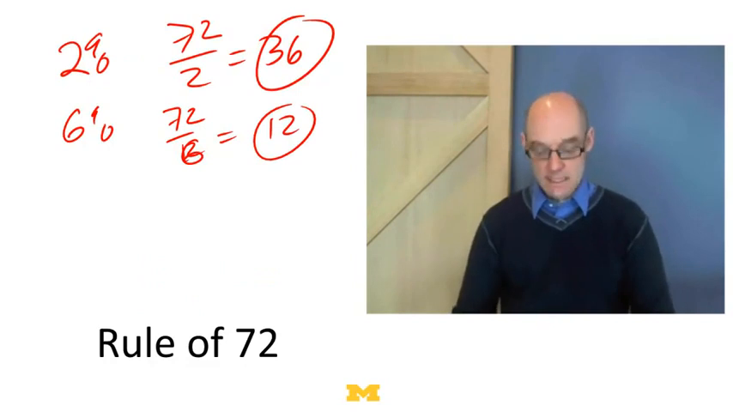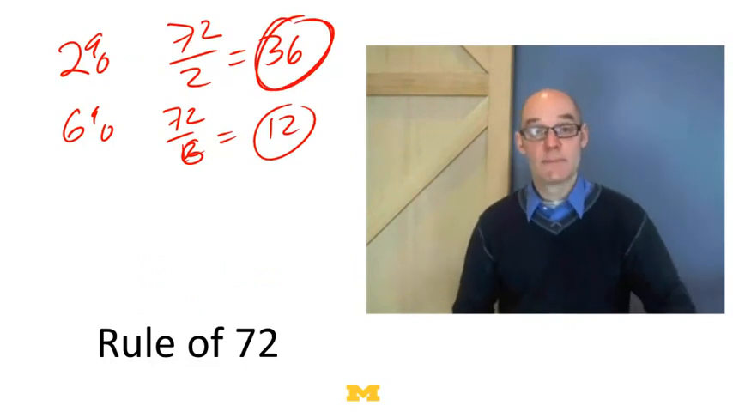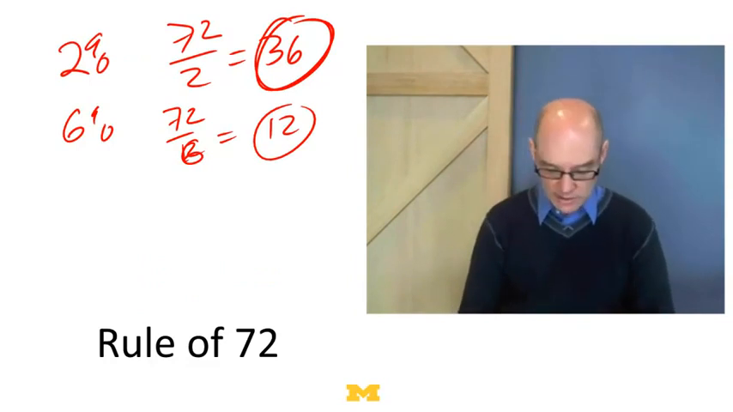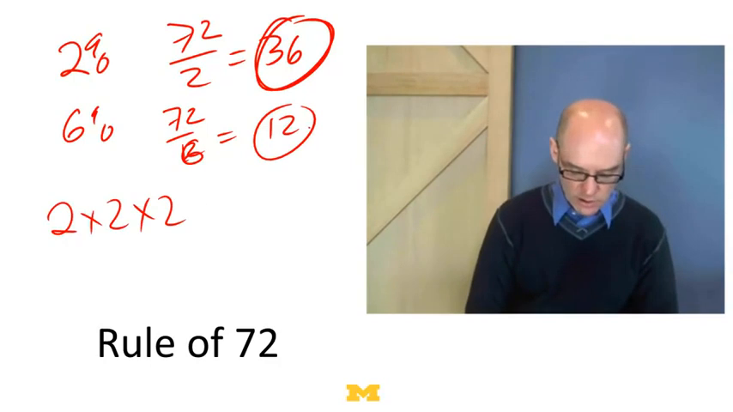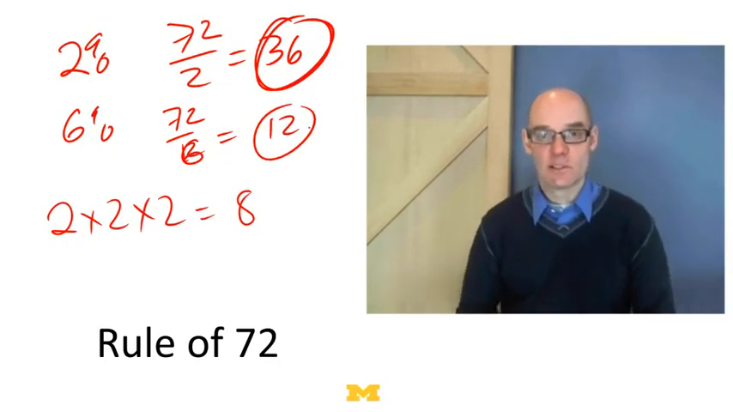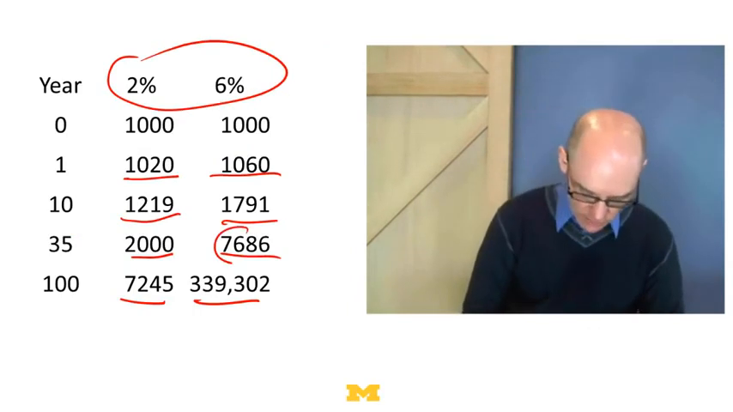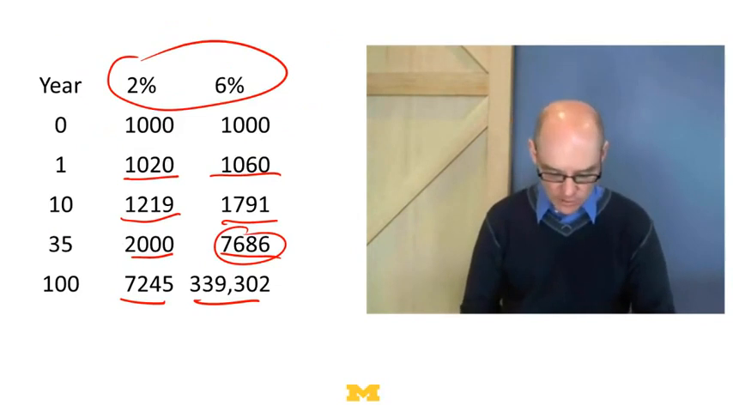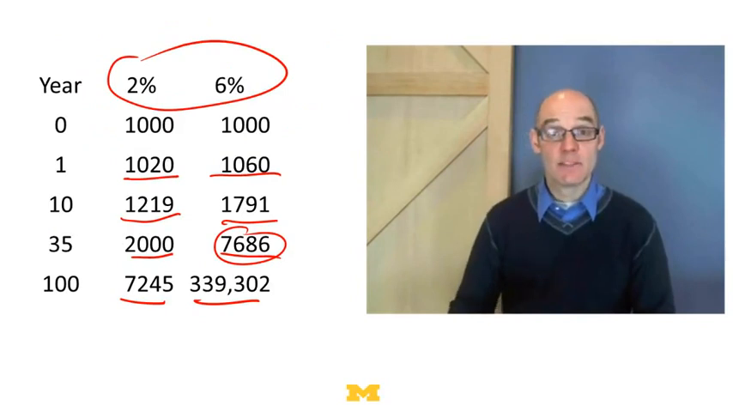So what that means is, in this first period, the 2%, it's going to take me 36 years to double. At 6%, it only takes me 12 years to double, which means that this country will double 3 times, which is 2 times 2 times 2, which is 8. So its GDP will be 8 times its original GDP in the time it took the first country to double. And if we go back and look at our data, sure enough, after 35 years, it's effectively 8 times as big. So you see the rule of 72 isn't exactly right. It took only 35 years to double, and this isn't quite at 8,000, but it's really accurate.